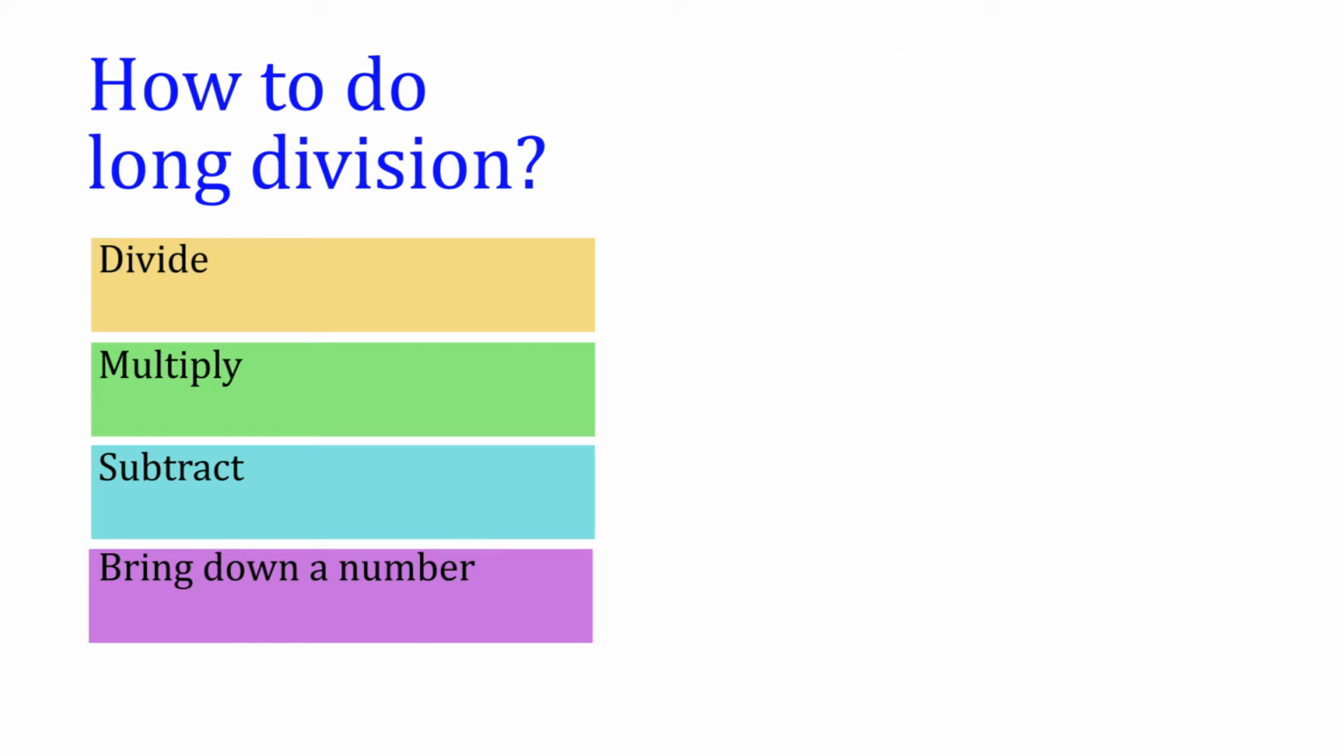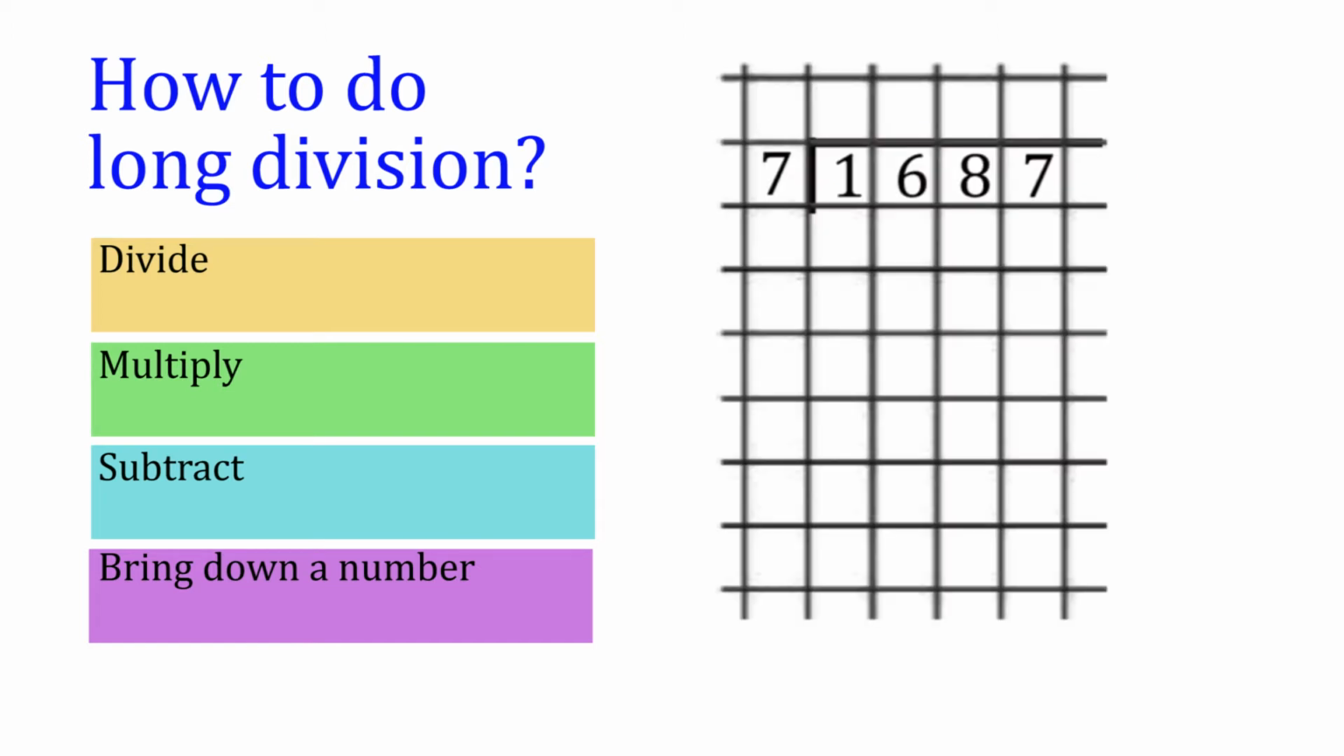I have chosen 1687 divided by 7, which equals 241 with no remainder. So how do we work this out? First we write out the division like this. I have a grid background because we need to line up the numbers in columns below.